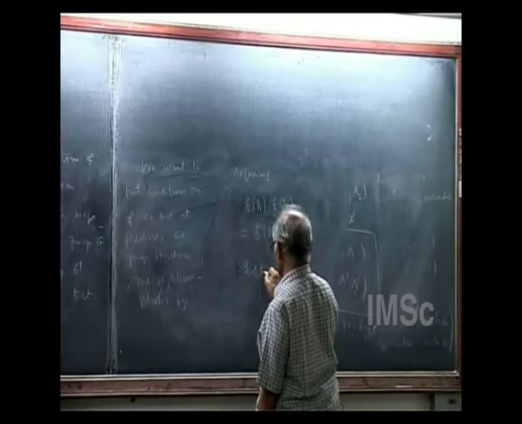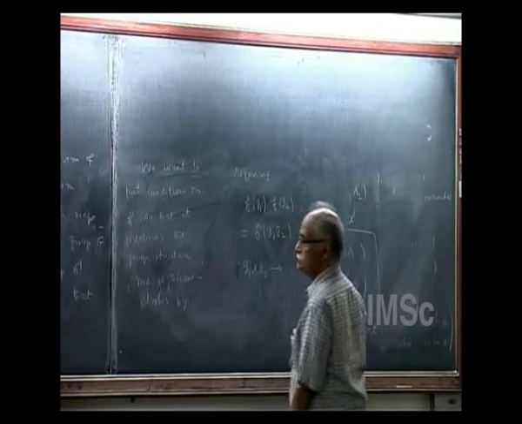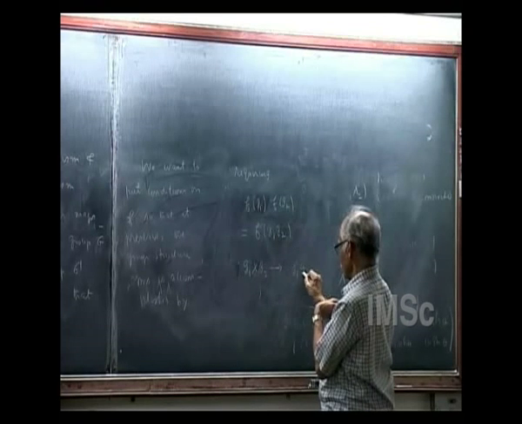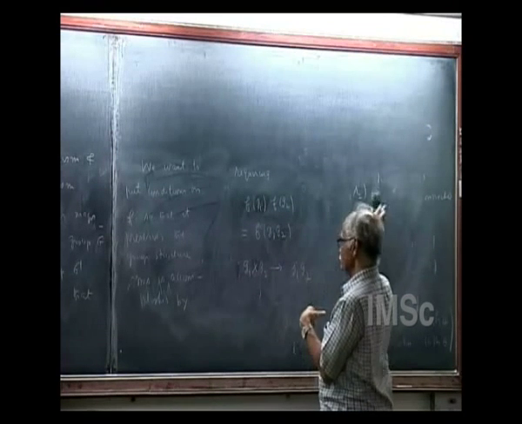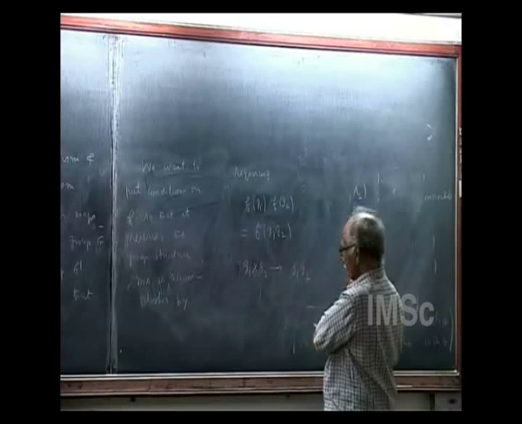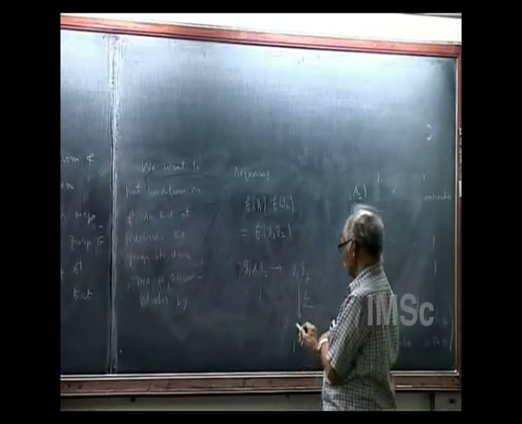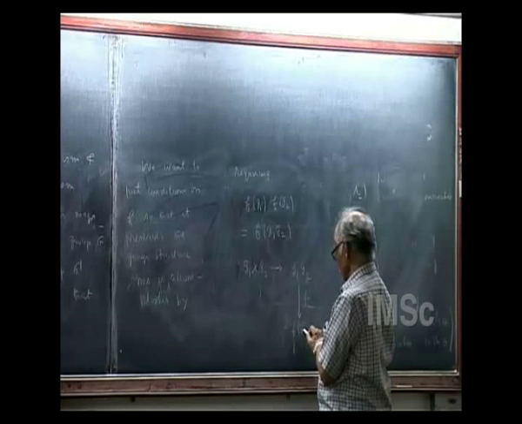Well, normally it is written g1 cross g2. First I multiply, take these two and multiply. Now I apply f here. So this is f of g1 g2.